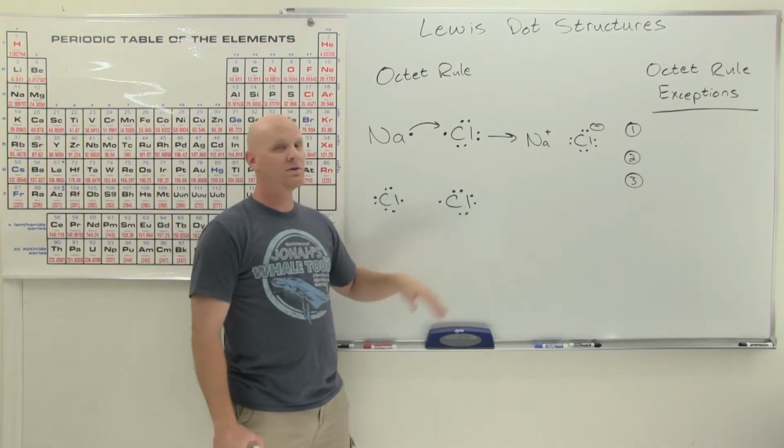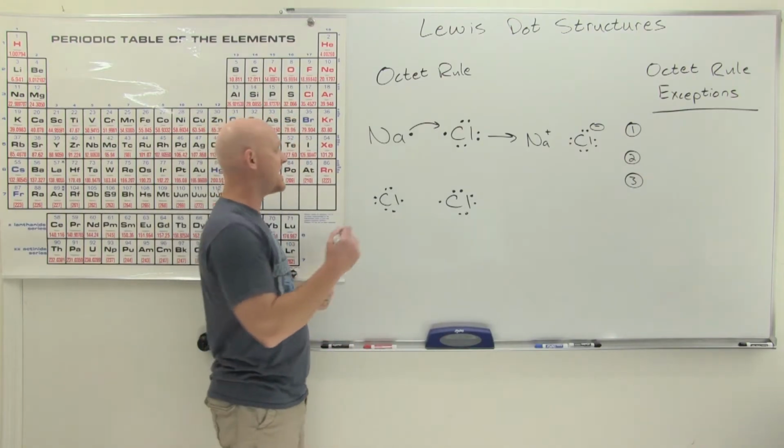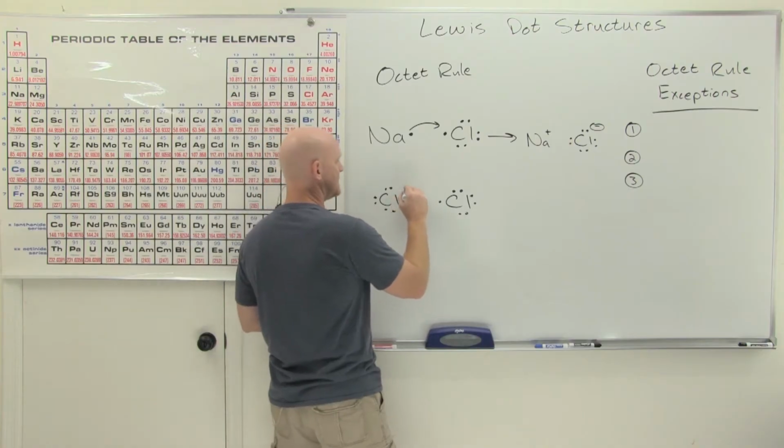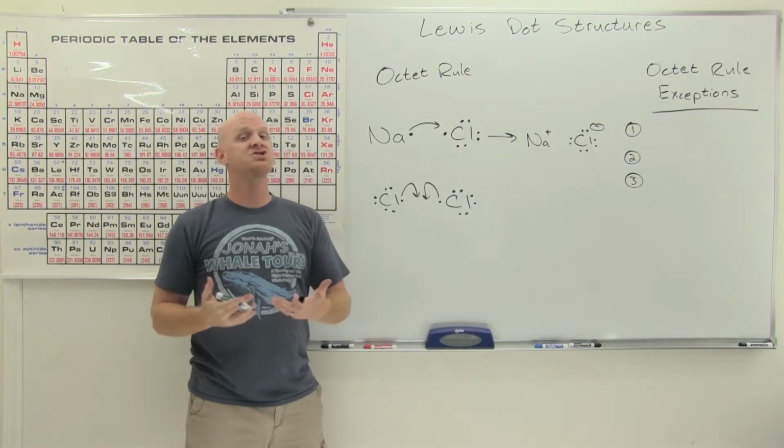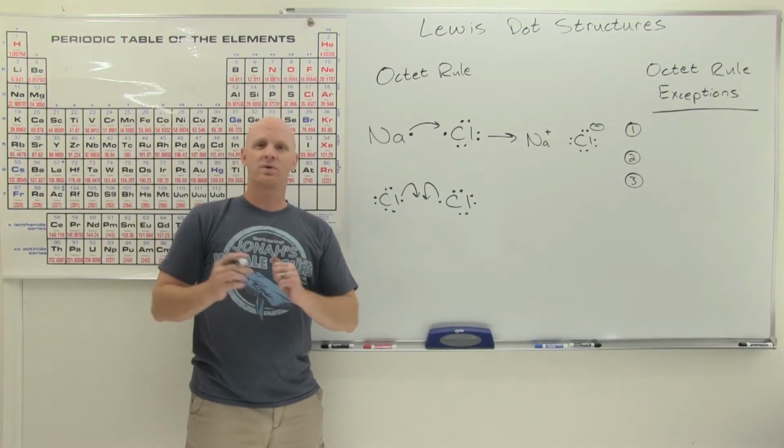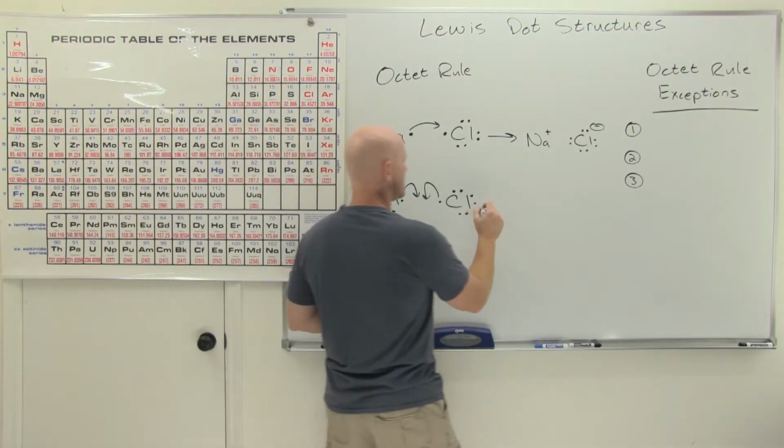And so with 2 nonmetals, the solution is simply to share. They're both going to chip in 1 electron and form a pair of shared electrons. That is what we call a bond. In this case, a covalent bond.